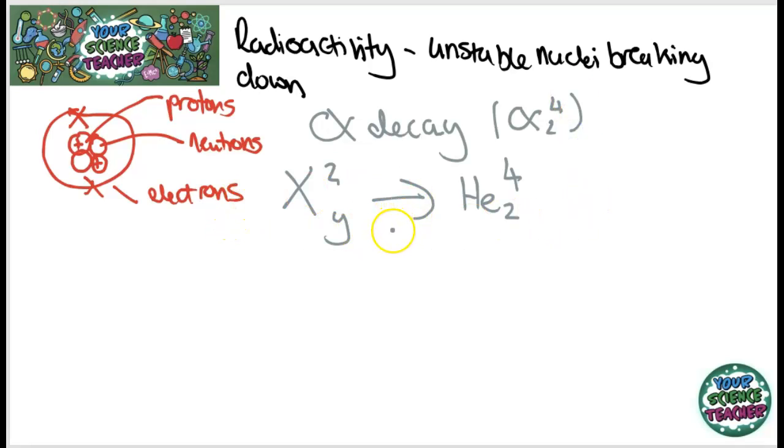But now you've got to know what element it will make. The atomic number will have gone down by 2, so it will have made a completely new element. We'll call that new element W. The bottom number will have gone down by 2, and the top number will have gone down by 4, so Z minus 4.